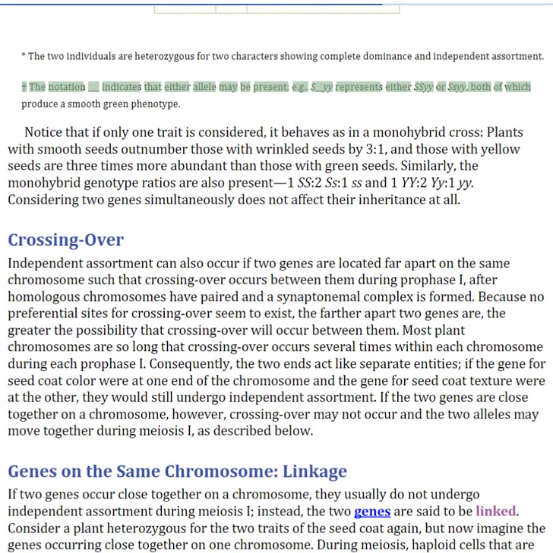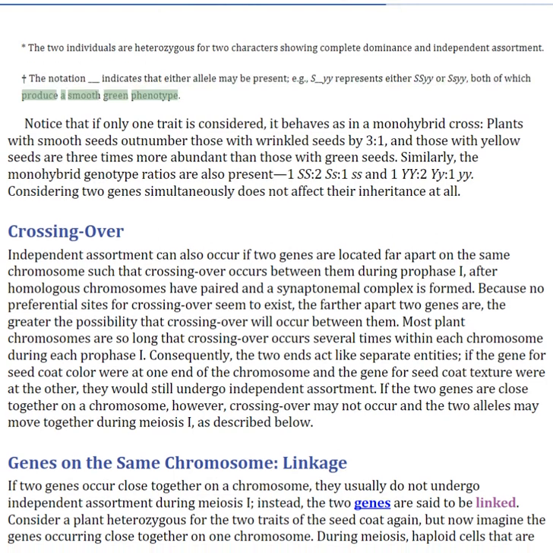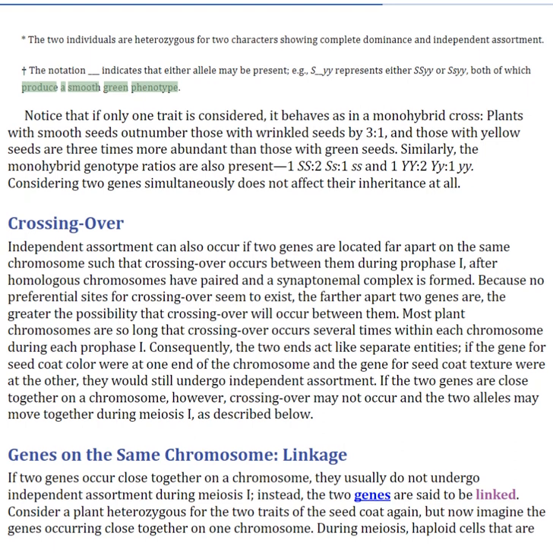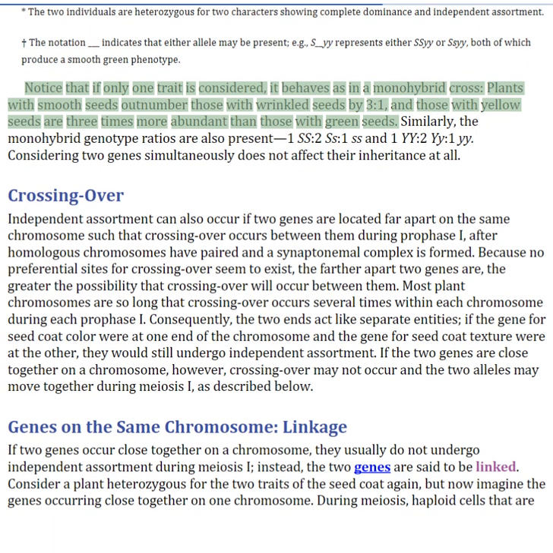The notation indicates that either allele may be present; for example, S_Y_ represents either SSYY or SsYy, both of which produce a smooth green phenotype. Notice that if only 1 trait is considered, it behaves as in a monohybrid cross. Plants with smooth seeds outnumber those with wrinkled seeds by 3:1, and those with yellow seeds are 3 times more abundant than those with green seeds.